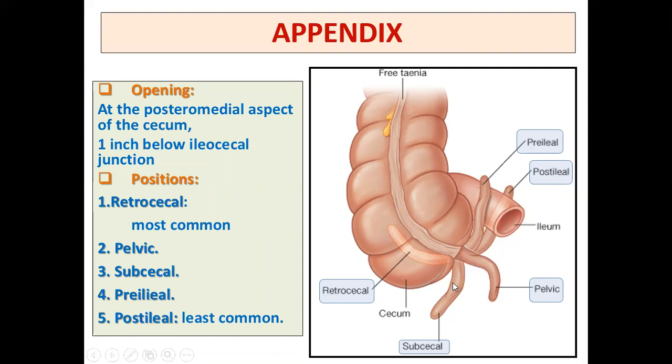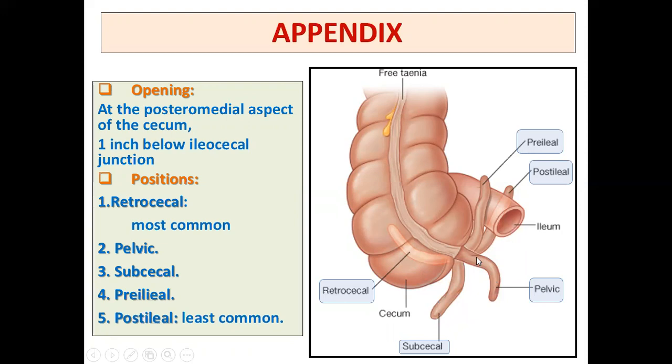The commonest will be the retrocecal. Retro means behind, cecum, this is the cecum. So behind the cecum, that will be the retrocecal. It is behind the cecum. Retrocecal, which is the commonest. Then we have the pelvic, which is directed toward the pelvis, that is called pelvic. Then we have subcecal, just below the cecum. If it is present there, then it is called subcecal.